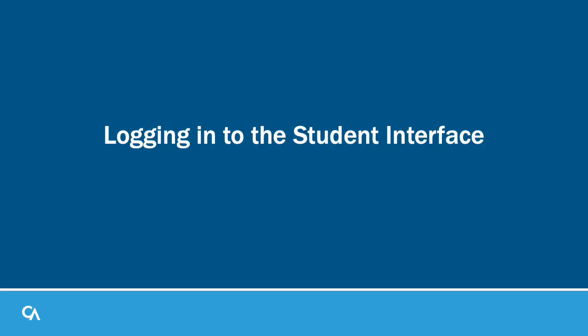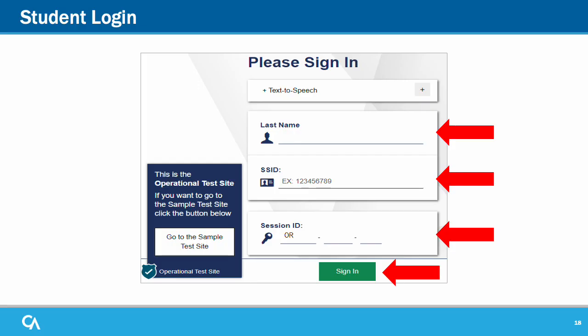Students must use the secure browser to take the screener online. In the following slides, we will review how students log in to take a test. To log in to the online testing system using the secure browser, students must enter 3 pieces of identifying information: their last name, their SSID, and the current session ID. Only the session ID is unique for each test administration and each proctor, so this is the only information that will change through the test window.